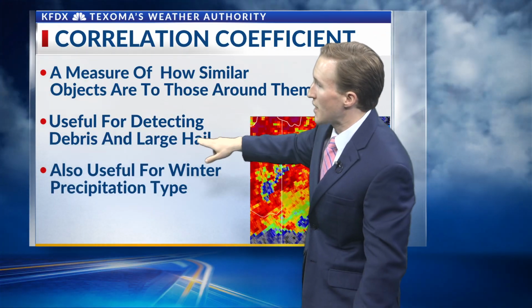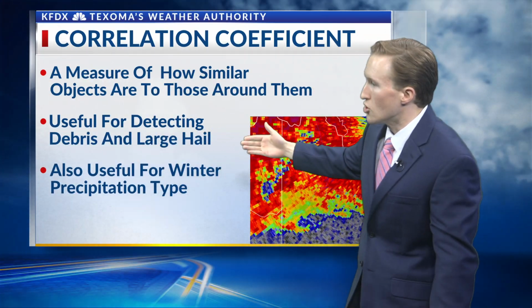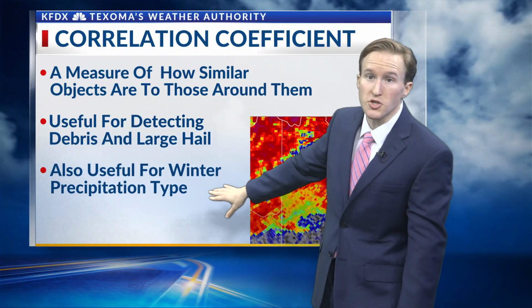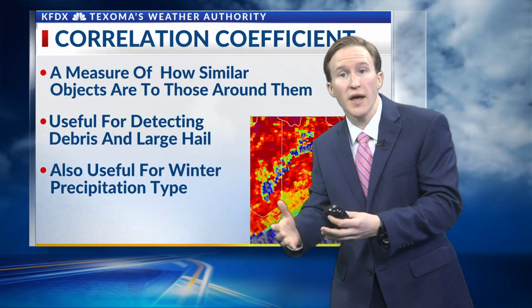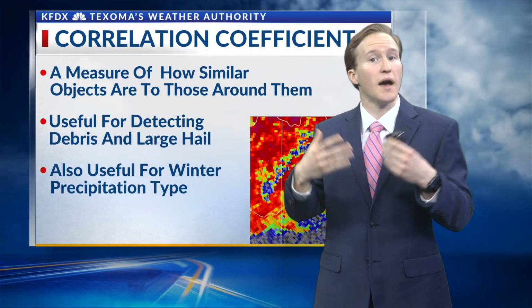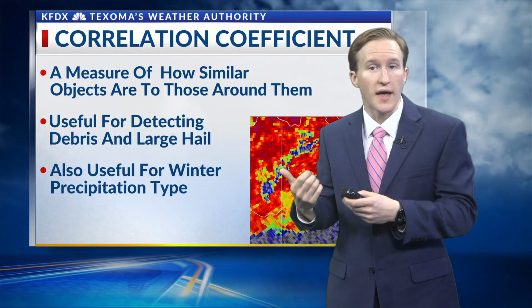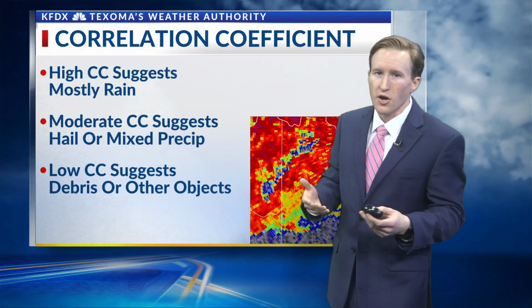So it's useful for detecting debris and generally large hail. And it's also useful in the winter because it helps us identify winter precipitation type. Is it freezing rain? Is it sleet? Is this snow? Another area where correlation coefficient helps. But a lot of times we're talking about it here with severe weather.